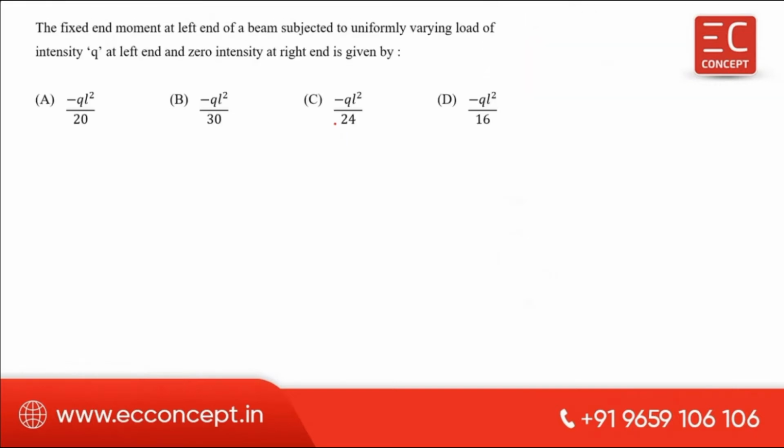Next one: the fixed end moment at the left support of a beam subjected to uniformly varying load of intensity q at the left end and zero intensity at the right end is given by. So before that, let me give some of the formulas about the fixed end moment so that you won't get confused.